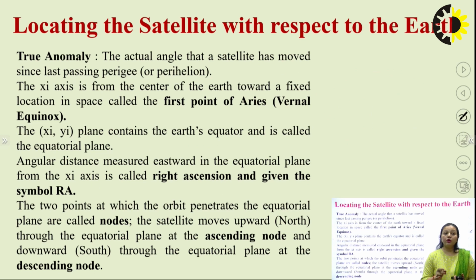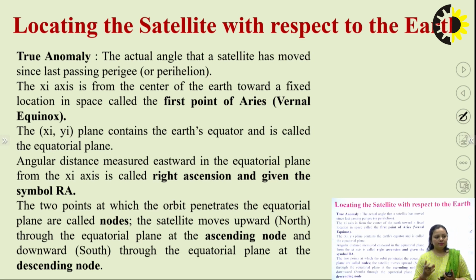Now, what is true anomaly? The actual angle that a satellite has moved since the perigee is your true anomaly. In the case of mean anomaly, we assumed a circular orbit, although it was an elliptical orbit. Now the true anomaly says it is the actual angle that the satellite has moved since the last perigee point.